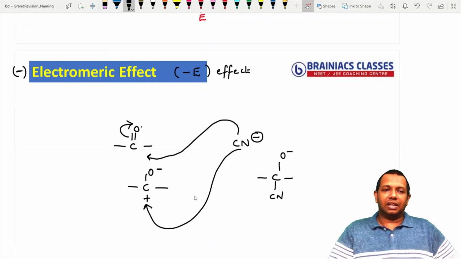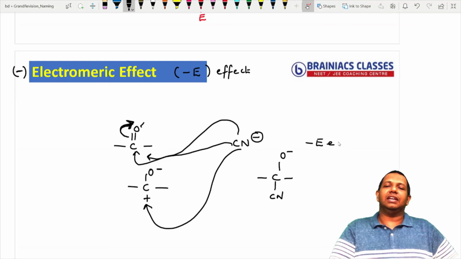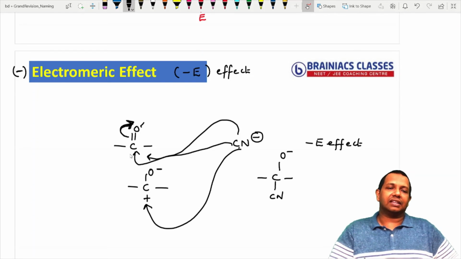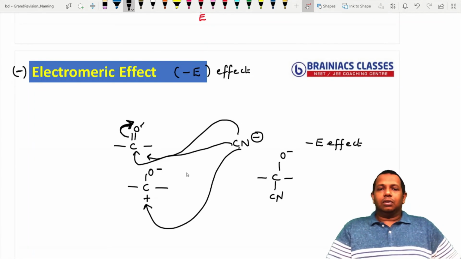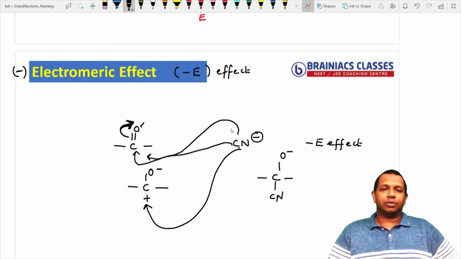Now you can see here one thing. Electrons are shifting towards an atom. So here to which atom electrons are shifting? Towards the oxygen atom. But the attacking reagent is attacking at the other atom, that is the carbon. So such effect is called minus E effect. That means shifting of electron happens to one atom and the attacking reagent will attack the another atom. So such type of effect is called minus E effect. Clear? So I hope with this almost all effects are over.